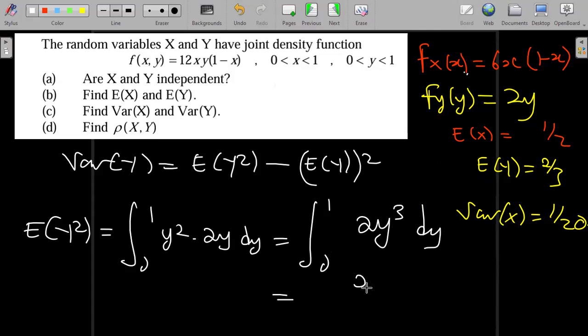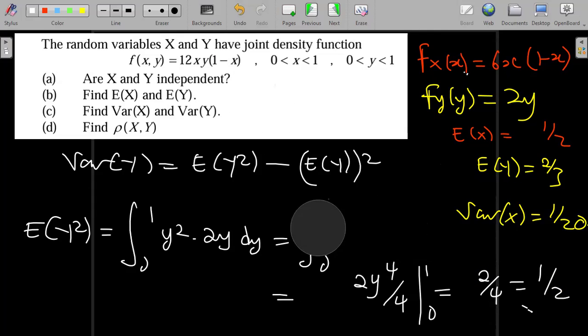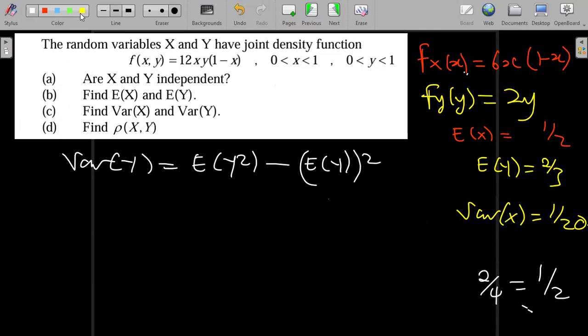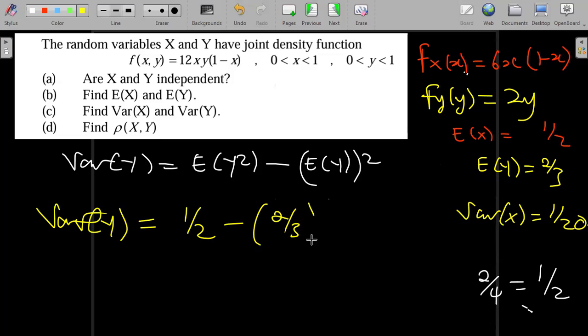So the integral from 0 to 1 of 2y to the power 3 dy. This will just be 2y to the power 4 over 4, from 0 to 1. So this will just be 2 over 4, which is one half. Okay, so this is the expected value of y squared, the half. So the variance of y is a half minus the expected value of y squared, so 2 over 3 squared. So 1 over 2 minus 4 over 9.